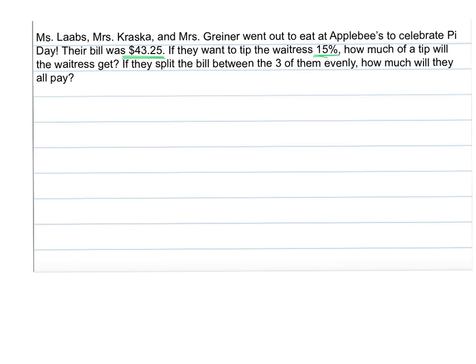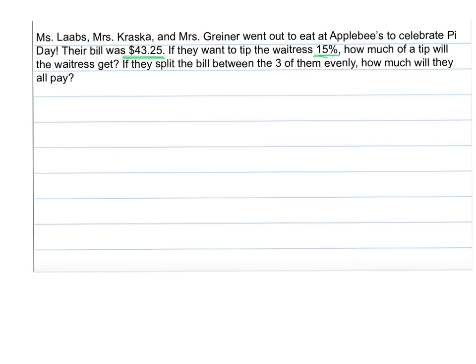So a tip is just like sales tax. It is added on to the total. Usually when you're at a restaurant, you're given the total that already has the sales tax on it. And normally you would add the sales tax first and then tip off of that, or at least that's what I would do.